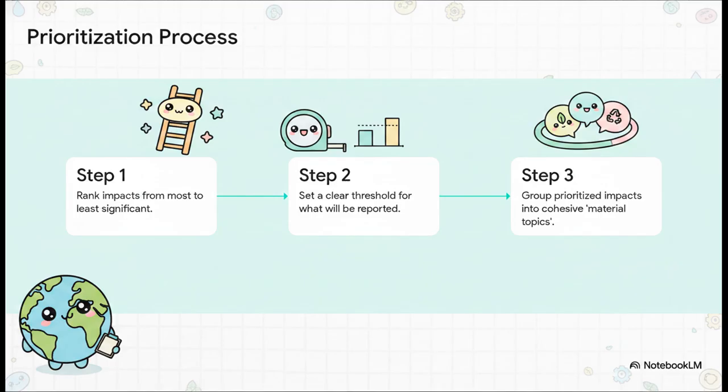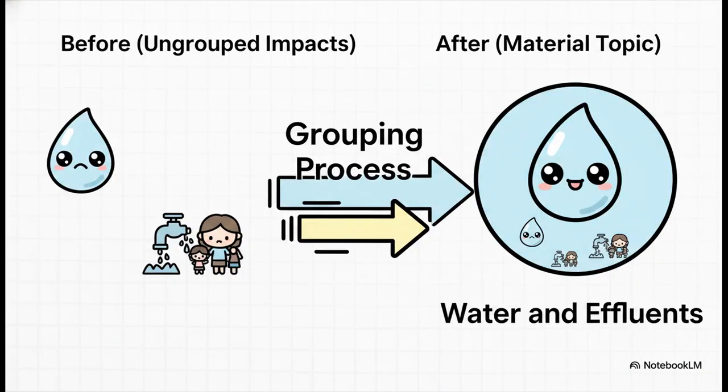First, you rank your impacts using that significance assessment. Second, you set that all-important threshold. And third, you take everything above the line and start to group them into logical, cohesive topics. This last step, the grouping part, is so key for making your report easy to understand. Instead of reporting on a dozen different little impacts, you can combine related ones. So, for example, things like water pollution and community access to water can be neatly bundled under one big material topic like water and effluents. It just tells a much clearer and more powerful story.